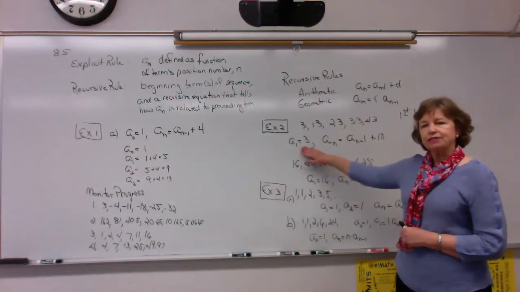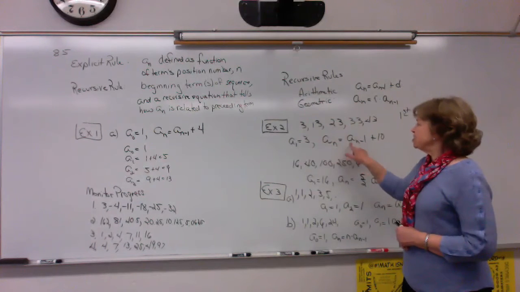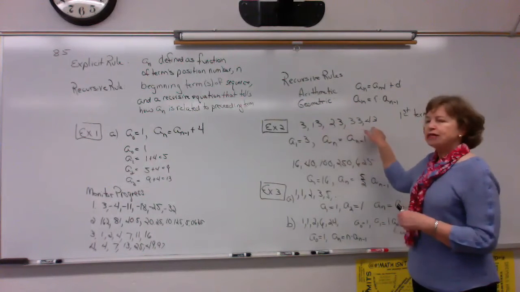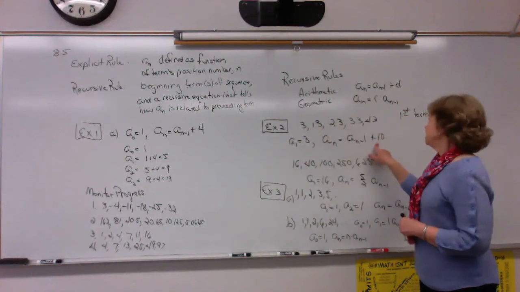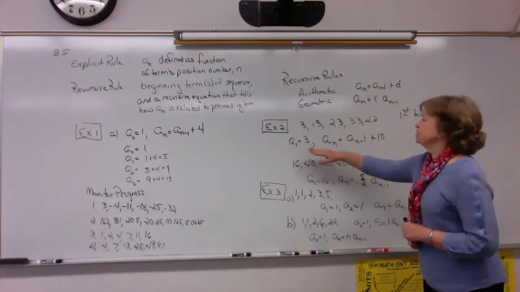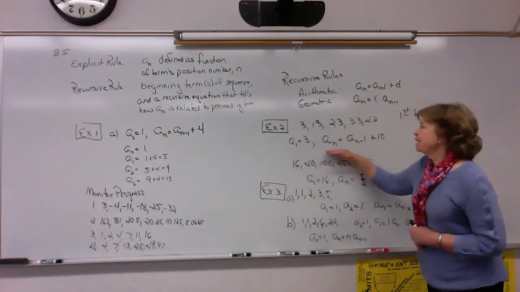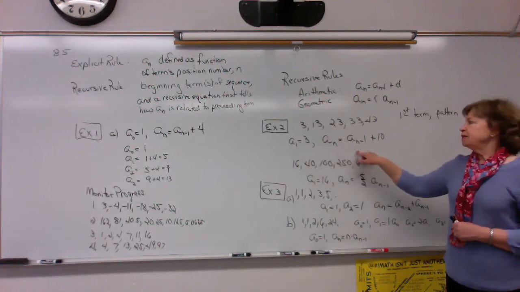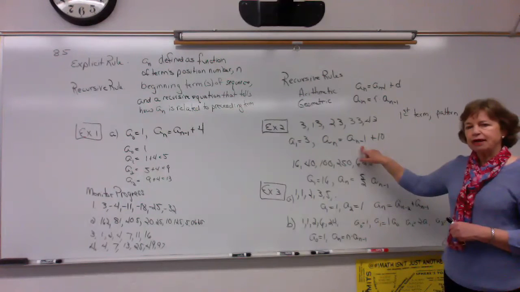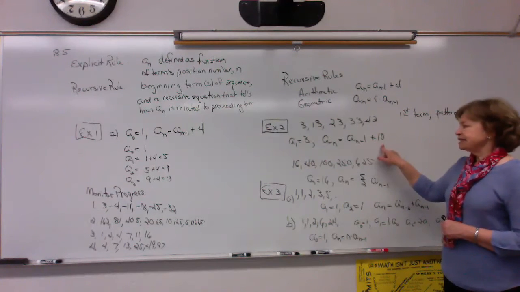My first term is 3, and each succeeding term is going to be whatever the term was that came before it, plus 10. So my sequence is going to look like the first term, and my rule is a sub n equals the preceding term, so a sub n minus 1 is how we write that, plus 10.